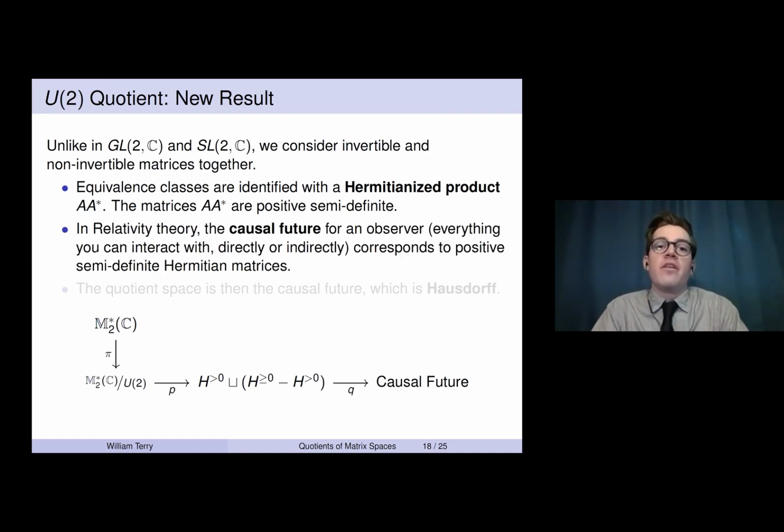In relativity theory, the causal future for an observer, which can be thought of as everything you can interact with, directly or indirectly, also corresponds to positive semi-definite Hermitian matrices. And so our quotient space is the causal future, which is a Hausdorff space.